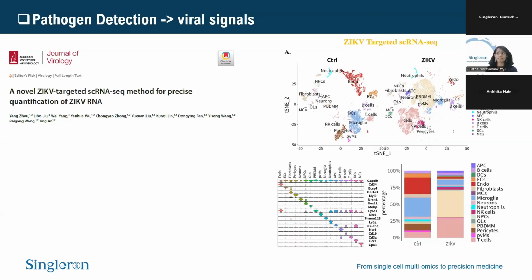Here they're trying to quantify Zika virus in the sample. And you can see that you can do both your basic single cell to find out all the different cell types and then also see what your Zika virus presence is in a Zika infected sample. So this is additional information that gives you information on the viral signals. And this can be adapted to any other pathogen.